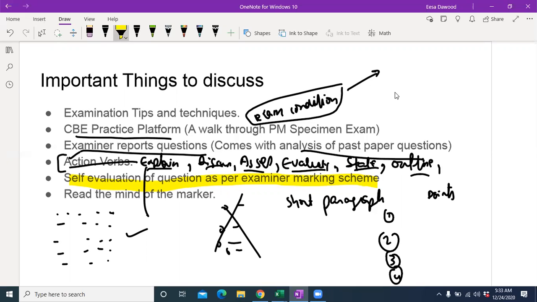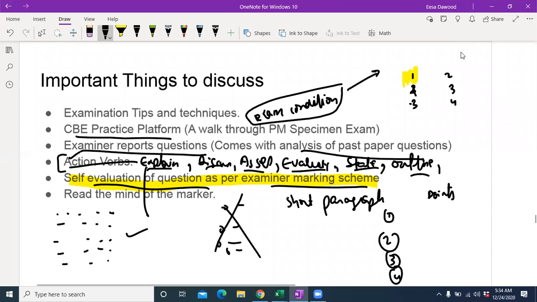Whenever you're doing a practice kit, definitely it will be a past paper question. And if you look at the past paper question, there is a marking scheme showing how many marks are awarded for each part. For example, for requirement 1, it was 2 marks. For this point, there were 3 marks. For this point, there were 4 marks. So try to self-evaluate as per the examiner marking scheme. After reading the standard answer, which is usually very detailed, the examiner marking scheme actually pinpoints what was supposed to be written that could have earned marks.